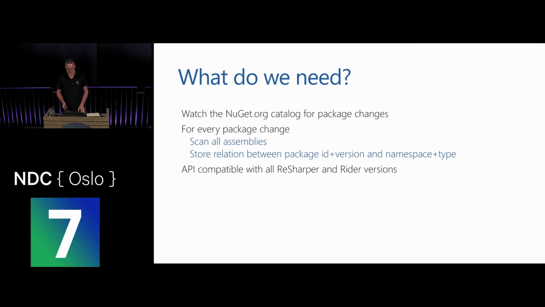So building a new version of that indexer. What would we need to do that? We would need a couple of things. First of all, we would need something that watches that NuGet.org catalog, that scans for new packages that have been added, and so on. Then for every package that we discover on that catalog, we will have to, first of all, download it, extract it, look at all the assemblies that are in there, and somehow store the mapping between all those public types in there, as well as the package ID and the package version. And ideally, also an API that is compatible with the current versions and previous versions of ReSharper, so we don't have to ship updates to the client of our API that we have.